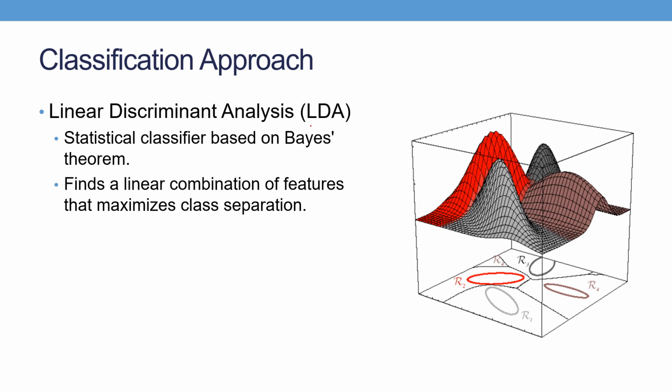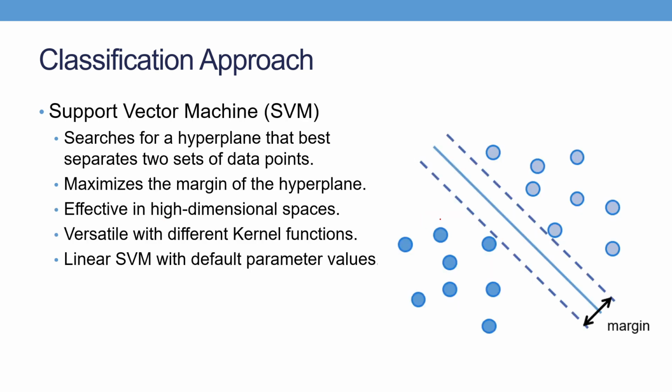We used LDA, which is a statistical classifier based on Bayes theorem. It works by finding a linear combination of features that maximizes class separation. So this is the idea. And we used support vector machine. It also looks for hyperplanes that best separate the samples while trying to maximize the margin of separation of the samples. We used linear SVM with default parameters.